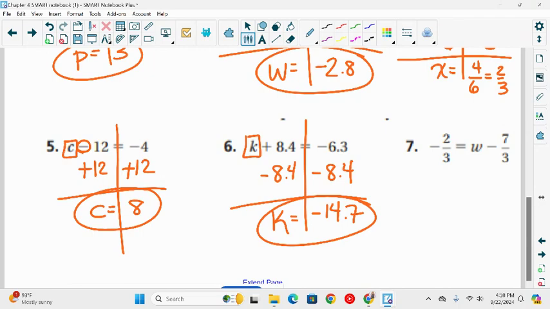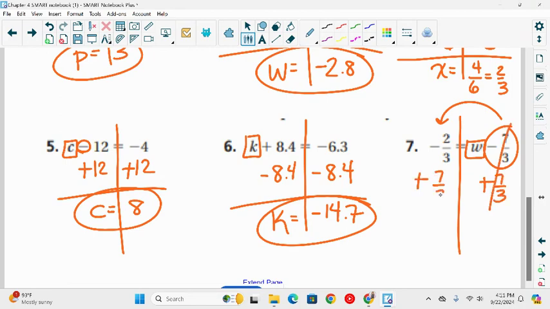Alright, number 7, don't freak out about it just because the variable's on the other side. We're still going to chop it. We still want to box the variable, and we want to move the stuff that's on the side with the variable. The whole goal in this is to get the variable by itself, to isolate the variable. So we're going to move this -7/3 over by doing the opposite operation. So these would cancel, adding 7/3. So I should end up with 5/3 equals W. Okay? Alright, turn the page with me.